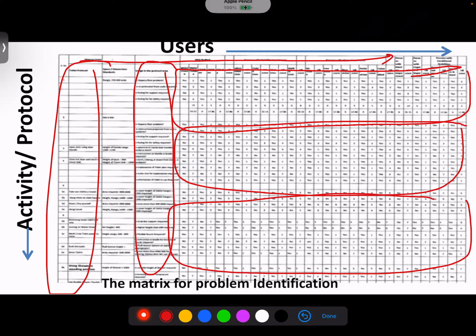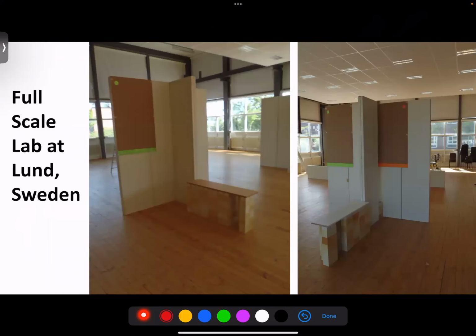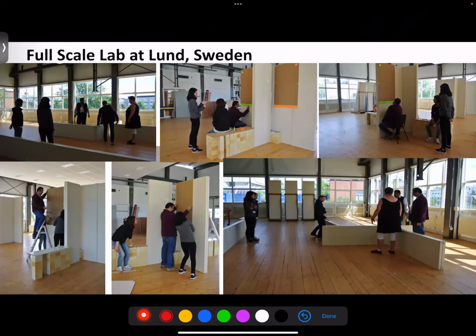This matrix is actually a big matrix. Somehow I have taken just a part of it, and I'm trying to show it. This is the full-scale simulation lab at Lund, Sweden, where it is possible to create 1:1 scale designs. We had done certain work over there.